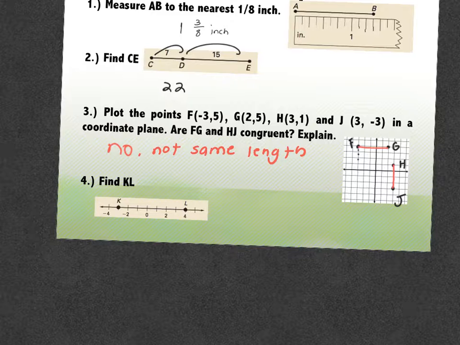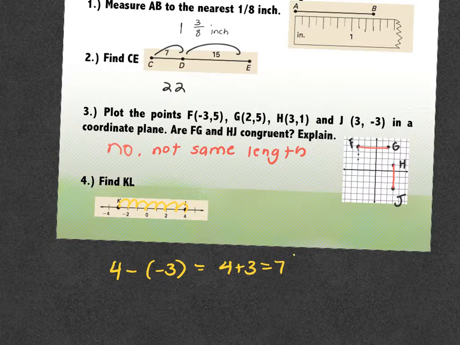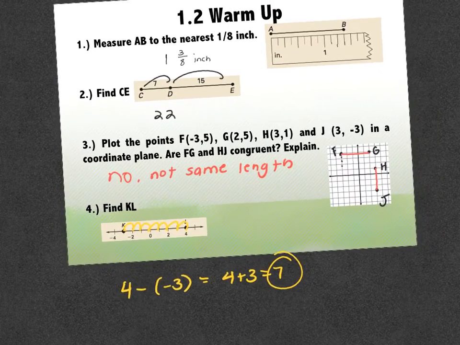And then number 4 says find KL, so you can do this a couple of different ways. Just subtract 4 minus -3, which becomes 4 plus 3, or 7, or you could literally count 1, 2, 3, 4, 5, 6, 7 units. Either way, 7. Easy stuff, right?